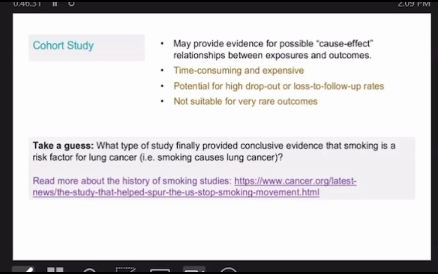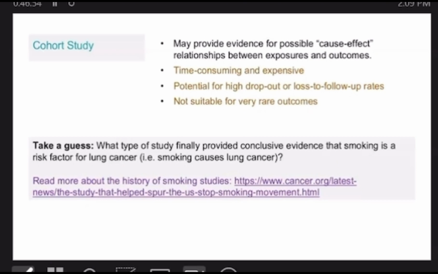And there's the potential for a high dropout or loss to follow-up rate. Those in our cohort, we may lose some of them. In fact, some of them could relocate. Maybe we're monitoring them in Minnesota, and they can decide to go to another state or even another country. Also, cohort studies are not suitable for very rare outcomes.